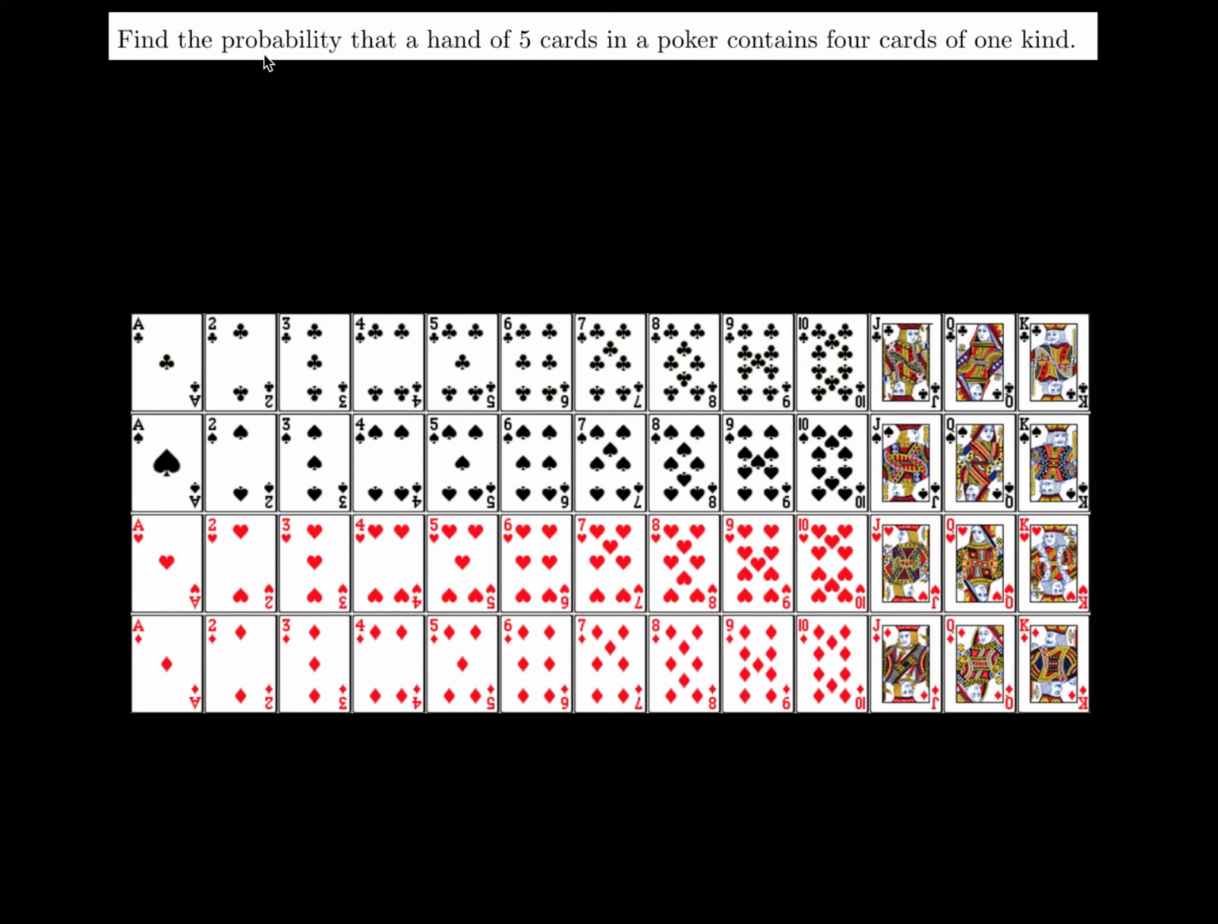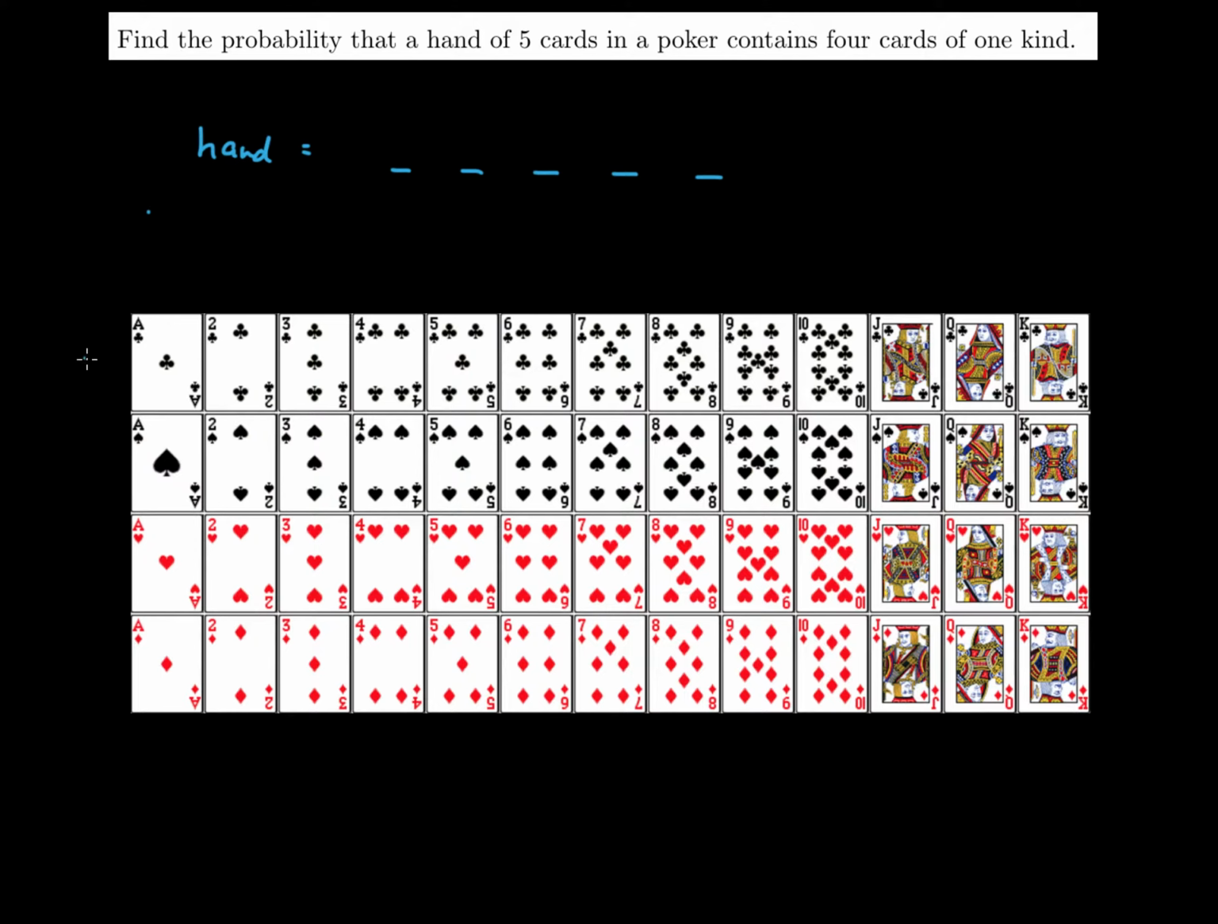The question over here is: find the probability that a hand of 5 cards in a poker contains 4 cards of one kind. So a hand of cards is defined as a set of 5 cards. So I've got 1, 2, 3, 4, and 5 cards over here. So this is basically a hand of cards.